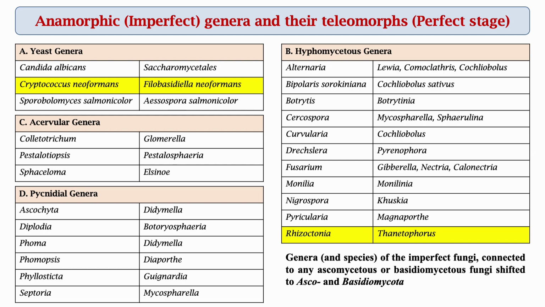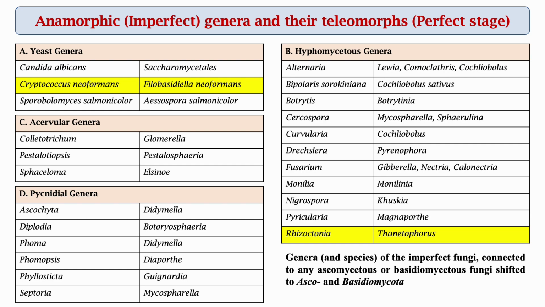Let us see some examples of anamorphic genera, that is imperfect stage, and their teleomorphic or the perfect stage. So let us start with the yeasts. So here I have cited 3 examples. Number 1 is Candida albicans. Its perfect stage is Saccharomycetales, followed by Cryptococcus neoformans. Its perfect stage is Filobasidiella neoformans. And the third example is Sporobolomyces salmonicolor. Its perfect stage is Sporidiobolus salmonicolor.